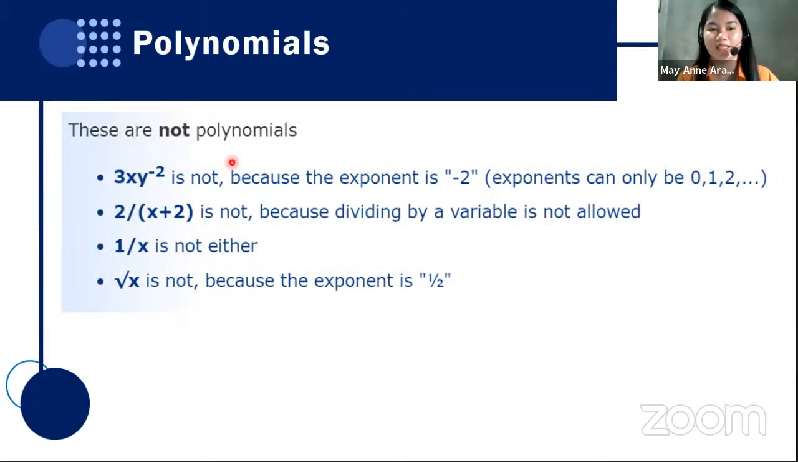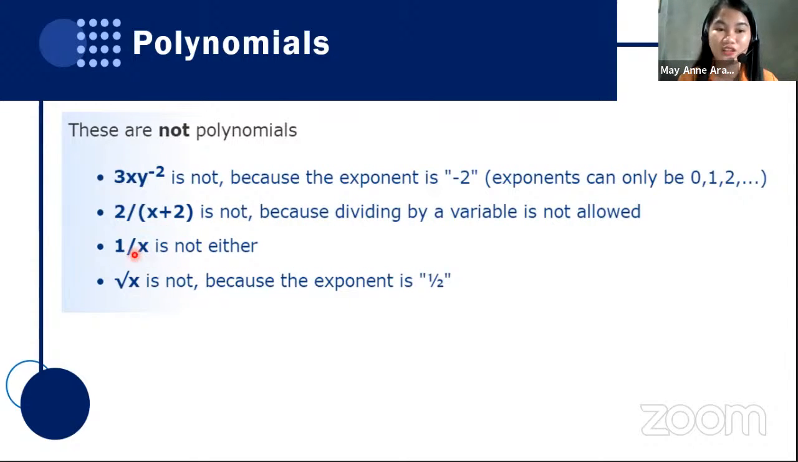These are not polynomials. Okay, so we have here 3xy raised to negative 2. So if a variable is raised to a negative exponent, that is not a polynomial. Basta yung variable naka-raise sa negative exponent, not a polynomial. So pag constant lang or yung number lang naka-raise sa negative exponent is okay. But pag variable, hindi siya polynomial. Same with this, 2 over x plus 2. This is not a polynomial because dividing by a variable is not allowed. So basta yung variable ay nasa denominator, not a polynomial. Pero pag constant ang nasa denominator, okay lang.